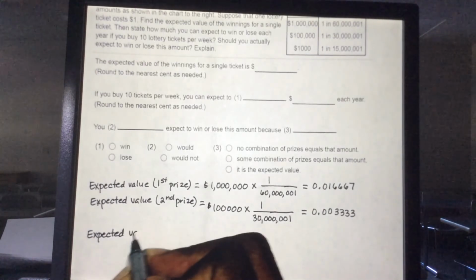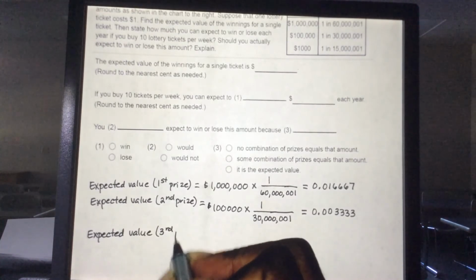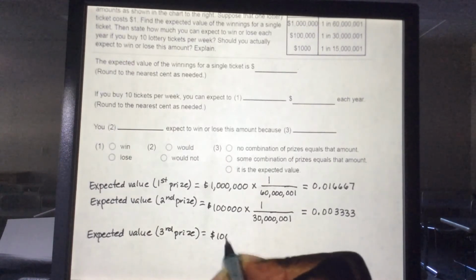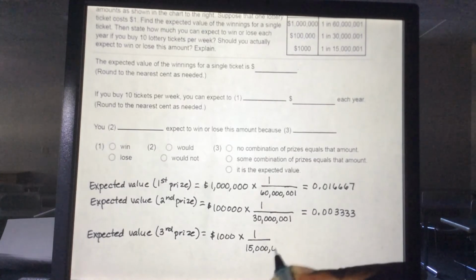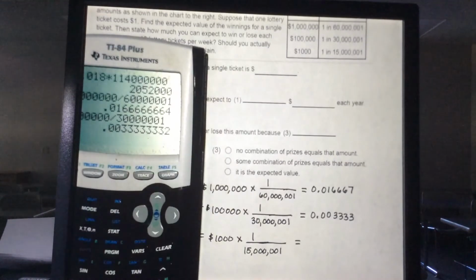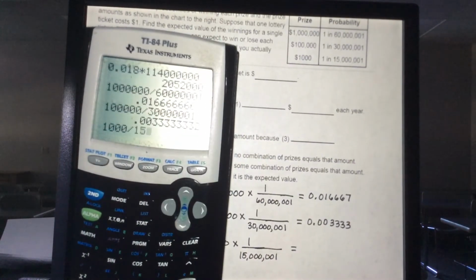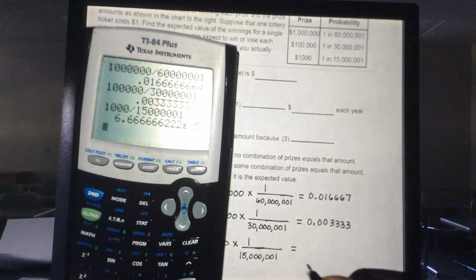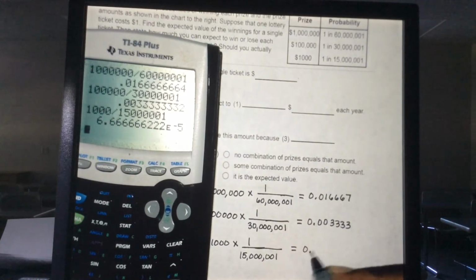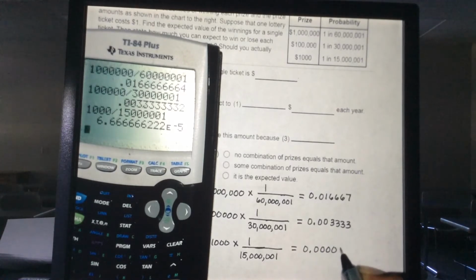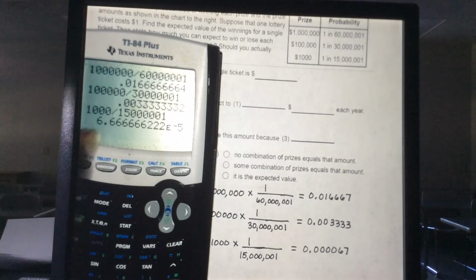And then for the expected value for the third prize, which is $1,000, that'd be 1,000 times its probability, 1 in 15 million, 1. So it'll be 1 over 15 million, 1. I'm going to do the 1,000 and divide that by 15 million, 1. I did this before, but that's actually going to be 0.000067. The reason for that is that the e to the negative 5 means 10 to the negative 5. So I need to move the decimal point 1 and then 4 more places in front to get that amount. So I'm going to use that right here.